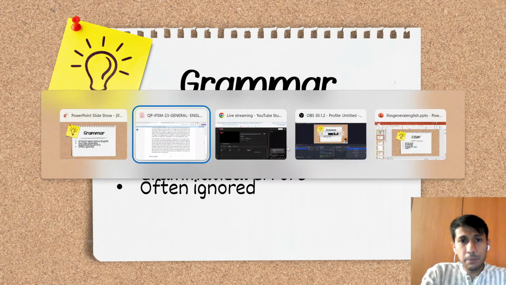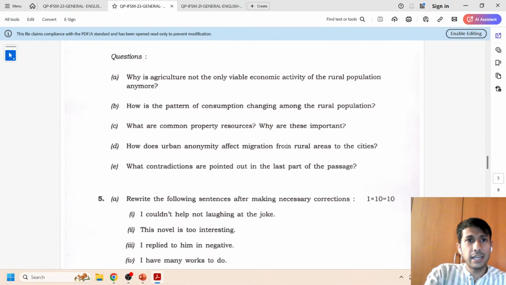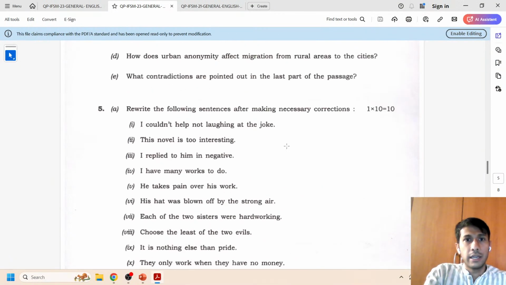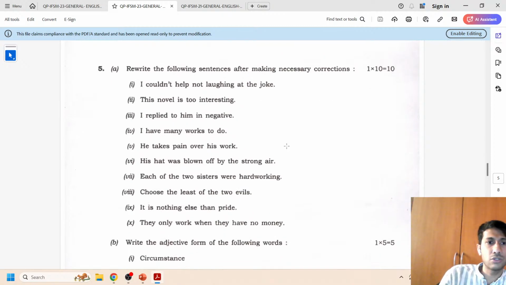Now I'll show you the types of questions. One common question that they ask is this one: rewrite the following sentences after making necessary corrections. This is a common thing that is there. So 10 statements will be there. There will be some fault in each statement. You have to identify that fault.